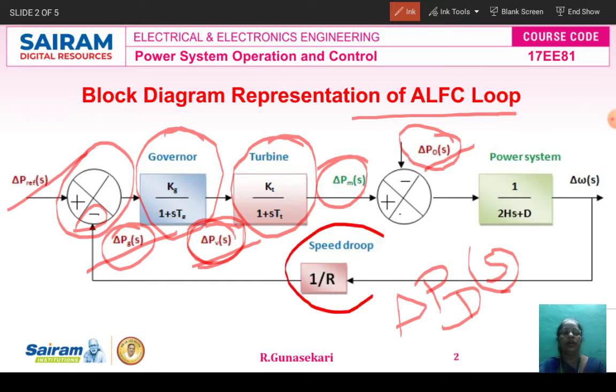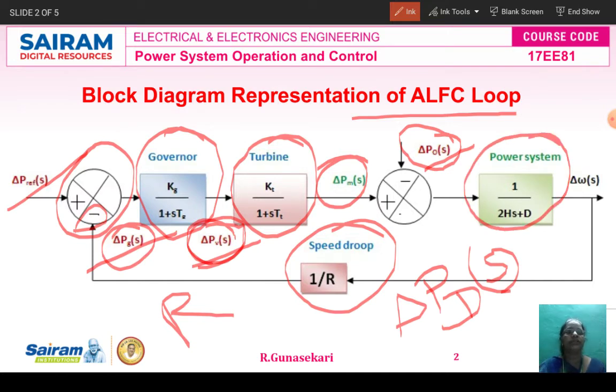The 1 by R block is nothing but the speed droop block. That means the capital R represents the speed regulation of the generator, which is calculated from the speed droop characteristics of the generator. This is the power system block. That means the generator system and the load system together constitute the power system block, that is equal to 1 divided by 2Hs plus D.